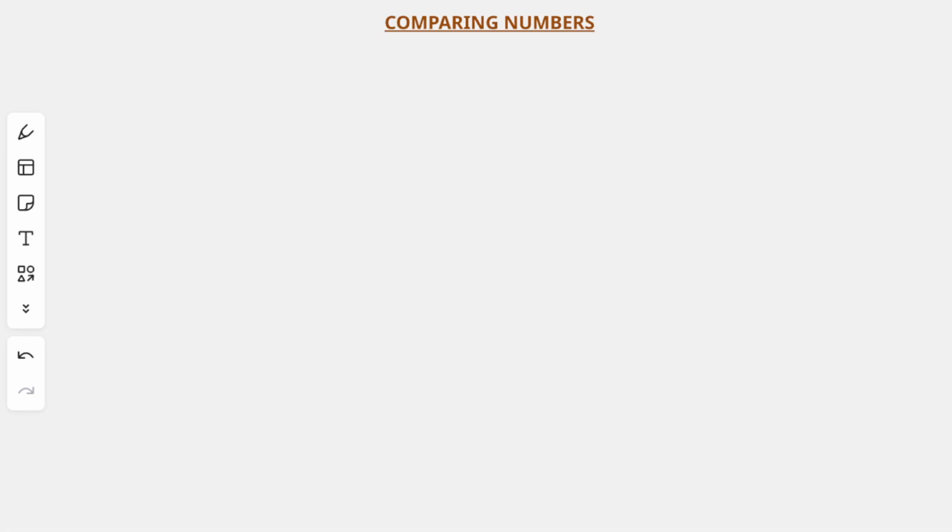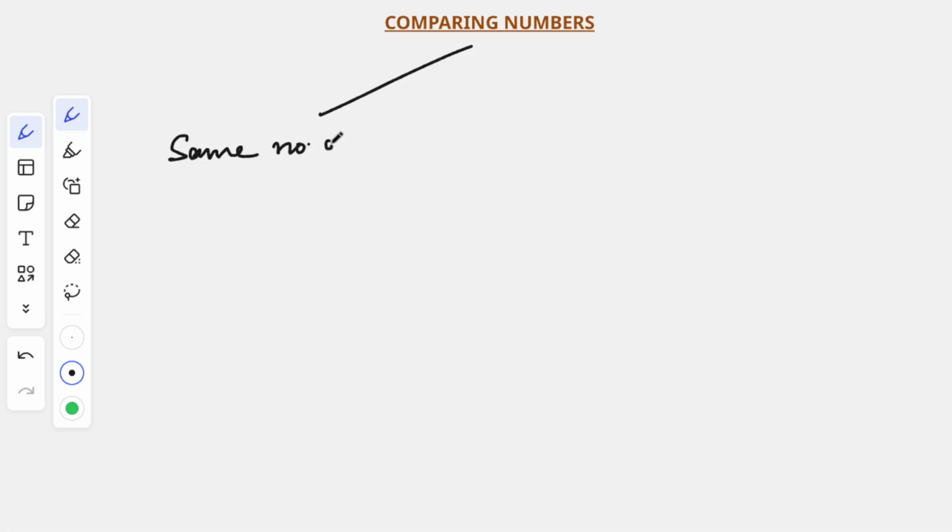In today's lesson, we will learn the comparison of 3-digit and 4-digit numbers. In our previous video, we have already compared the single digit and 2-digit numbers, where we learned about two different scenarios: that while comparing the numbers, we may have numbers which have the same number of digits, right?